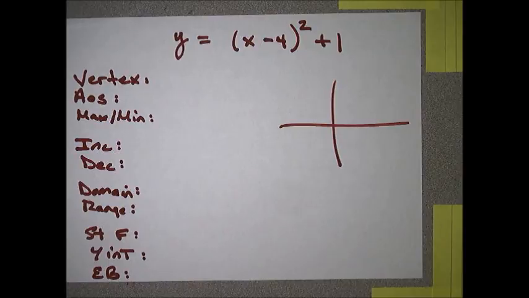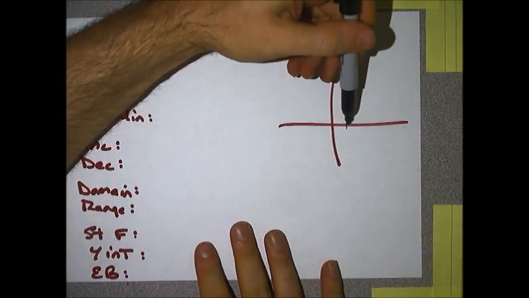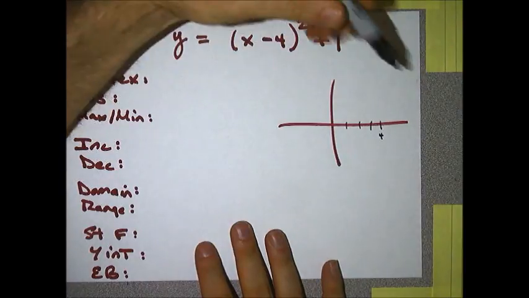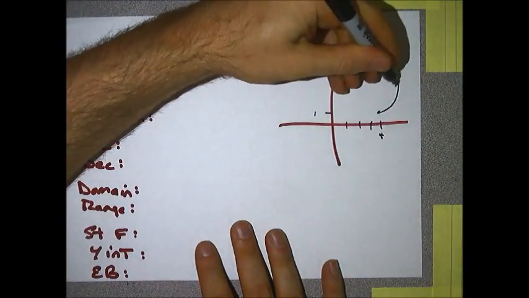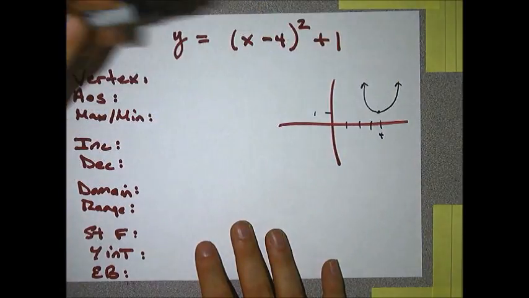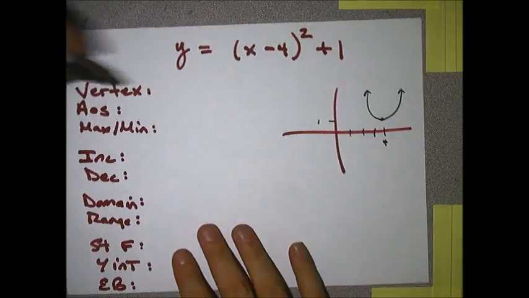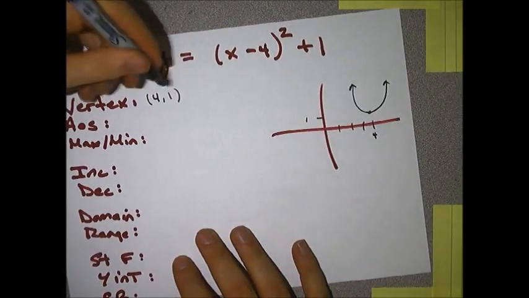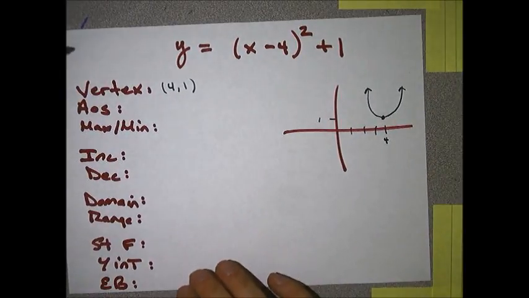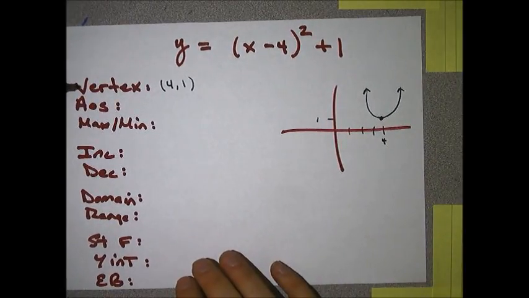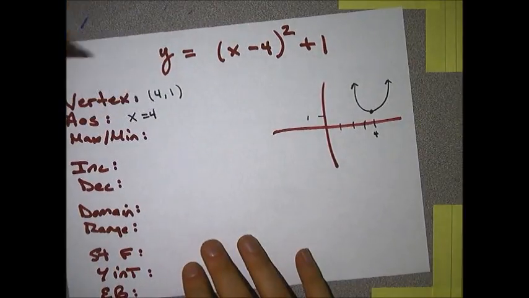This one is a quadratic, so it is in the shape of a U. It is in the shape of the U, 4 units to the right and 1 unit up. And again, it's a quadratic, so it's in the shape of a U. This would be the vertex at (4, 1), that's that point. The AOS is the axis of symmetry, and we learned that's the x value of the vertex. So the axis of symmetry is x equals 4.